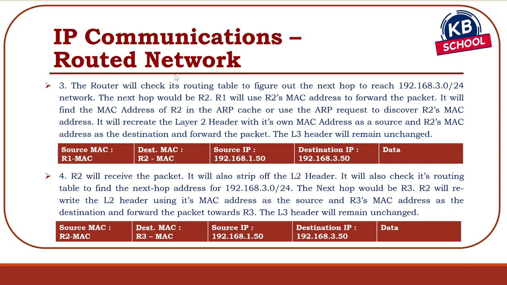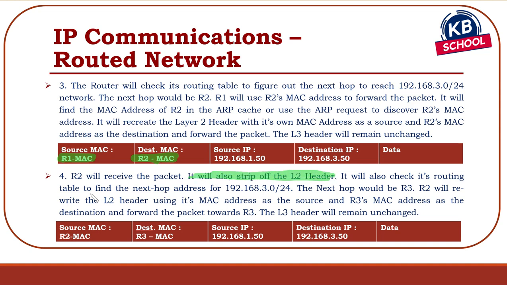It will recreate the layer 2 header. This is called a layer 2 rewrite, in which now the source MAC address is R1 MAC, the destination is R2 MAC, and the source and destination IP don't change. R2 will receive the packet and strip the layer 2 header off. So again, just like R1 stripped it off, R2 will strip the layer 2 header off.